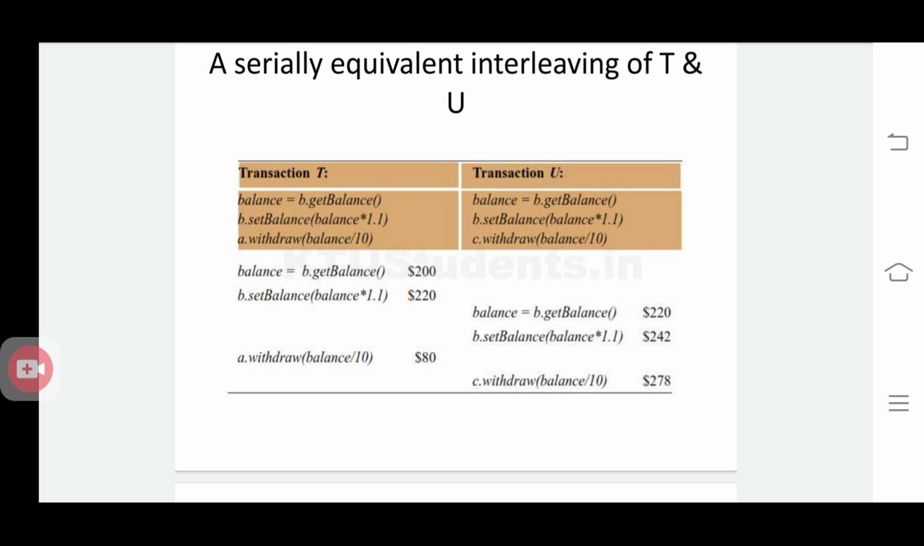So you can do serial equivalence in transaction operations. The transactions are concurrent or in a parallel way, but the operations within the transactions are in a serially equivalent or interleaving fashion to maintain the result as correct.